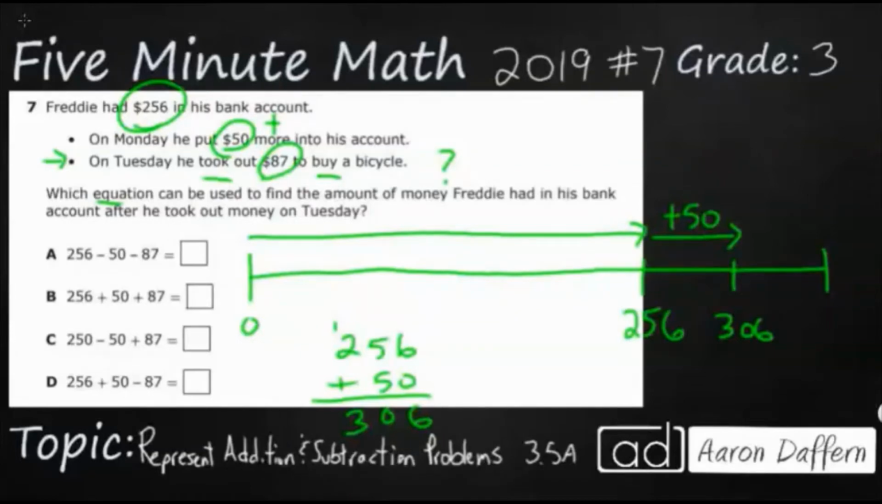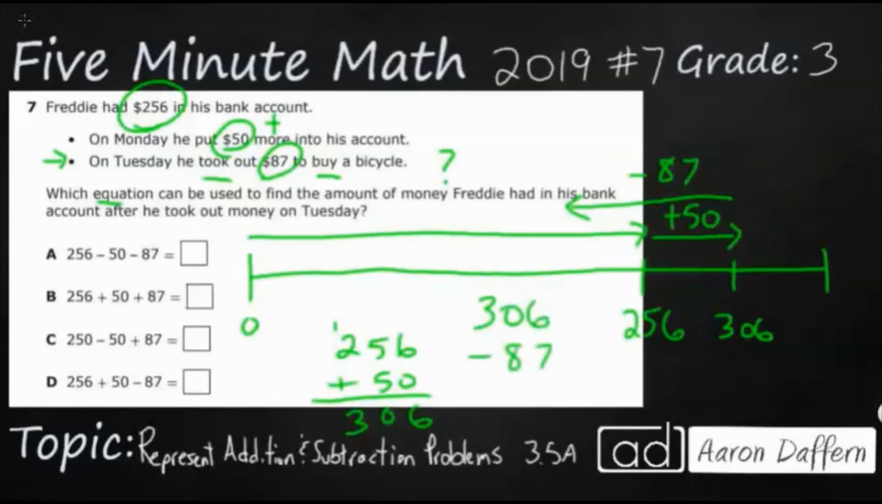So what I can do is, since we ended at this 306, I'm going to just draw another arrow on top. And I don't know how much farther back it's going to go, but I'm going to make it go back farther than the 50, because I know 87 is larger than 50. So I'm just going to do minus 87. And that's how we could represent this story problem with a number line. It doesn't help us with the equations quite yet, but it will in just a moment. So let me first figure out how much money he ended up with.